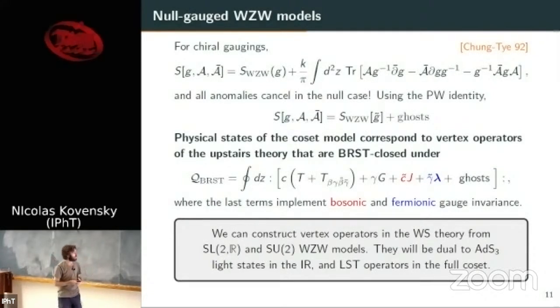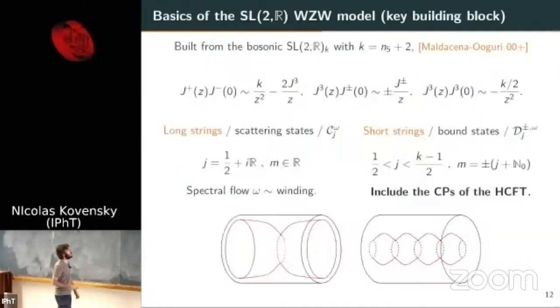Okay, but this is very nice because it tells me that whatever I knew about computing correlators in the upstairs theory, I can use to compute correlators in this coset model. And in this way, we're going to build the vertex operators that are going to be dual to light state perturbations of these geometries in the IR, or to LC operators in the full linear dilaton geometry.